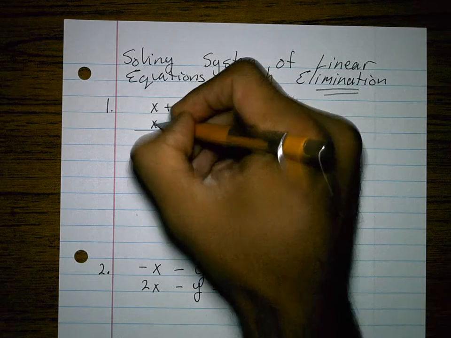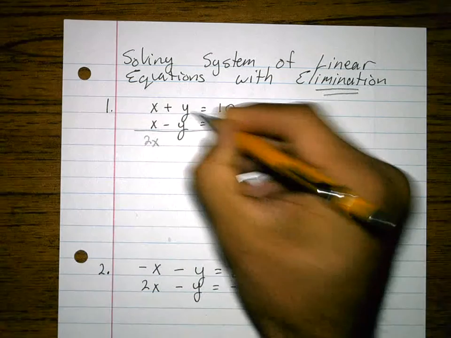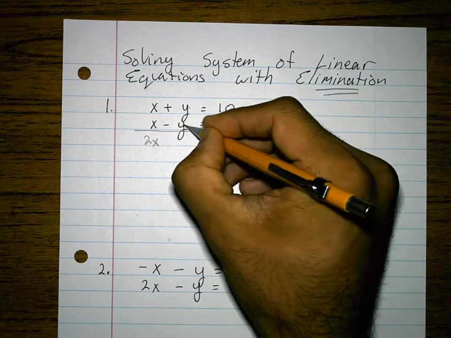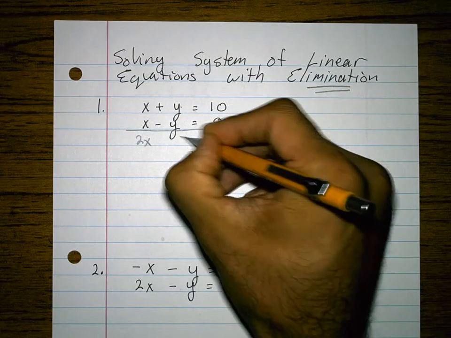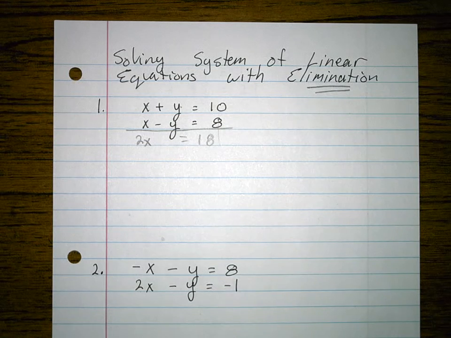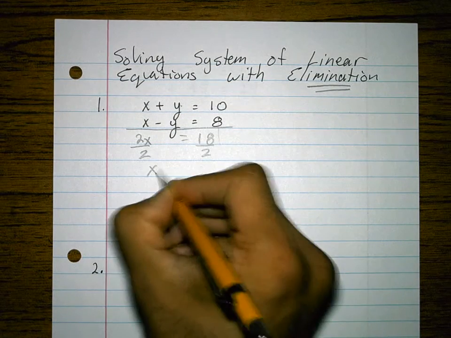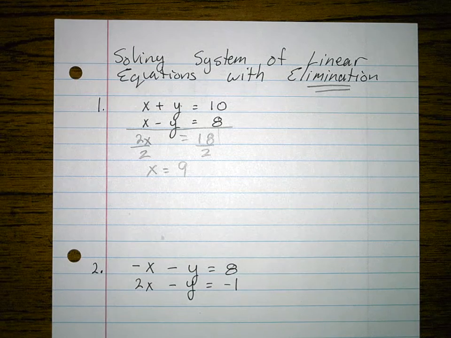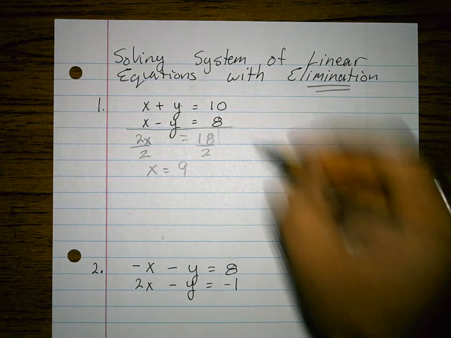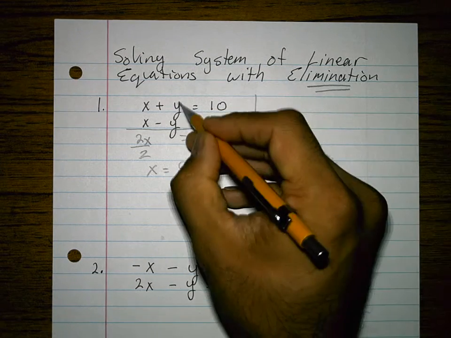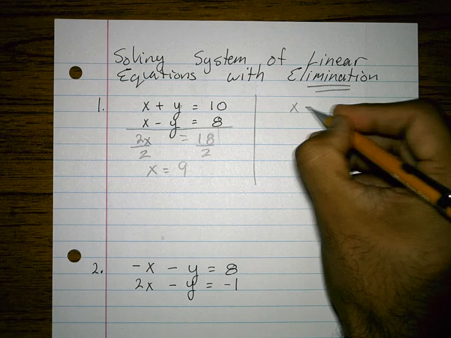If I add this one and this one, that's 2x. Positive y and negative y is 0, and then that equals 18. And I'm down to one variable. Solve for x, and x equals 9. Now I need to find the y value, and it doesn't matter which one I plug into, either one. I'll plug into this one.